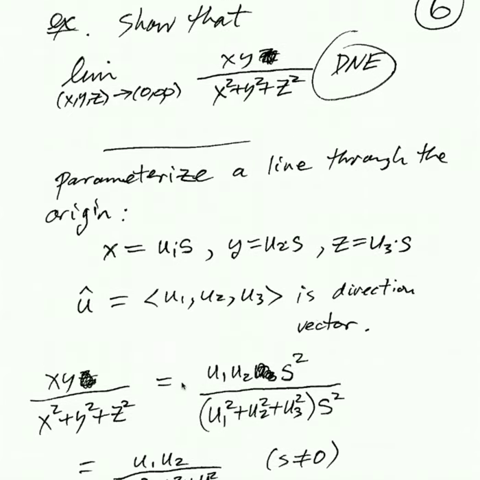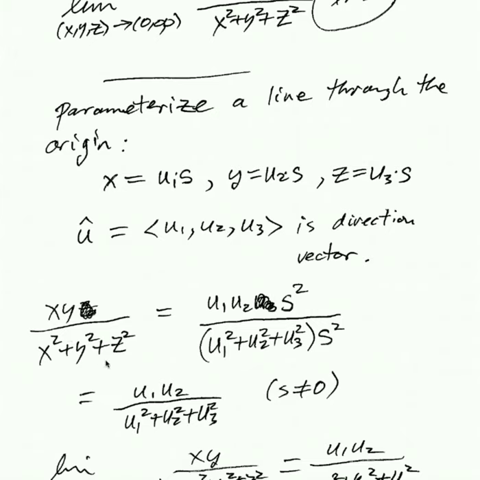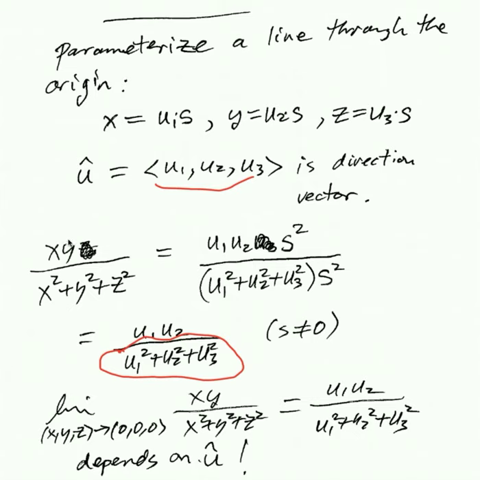Now going back up and substituting into my formula, writing everything in terms of s, xy over (x squared plus y squared plus z squared) would be u1 u2 s squared over (u1 squared plus u2 squared plus u3 squared) s squared. This would be u1 u2 over (u1 squared plus u2 squared plus u3 squared). The denominator is actually 1, since it's a unit vector. So this thing is equal to u1 u2.